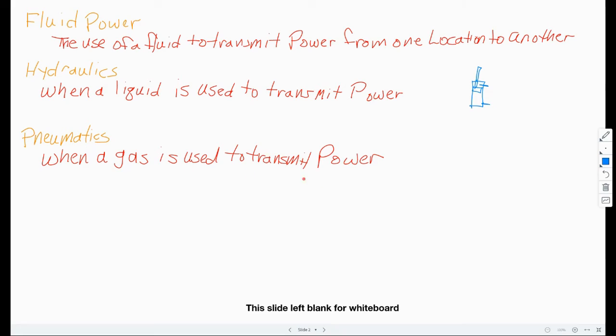And we can do the exact same thing with pneumatics with air, where a lot of times with pneumatics we might have a spring in there and we only pressurize it, and then when we're done with it, we just allow that air to go right to the atmosphere. We don't worry about returning it.